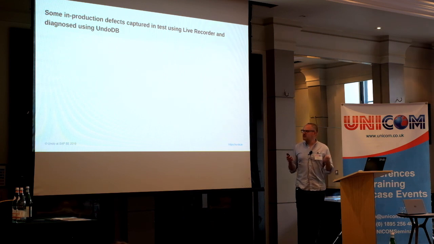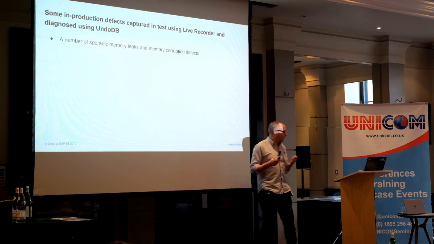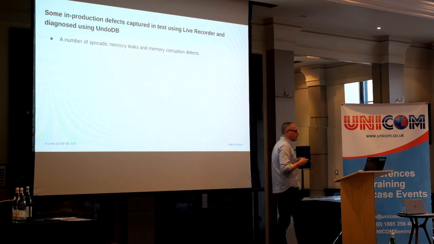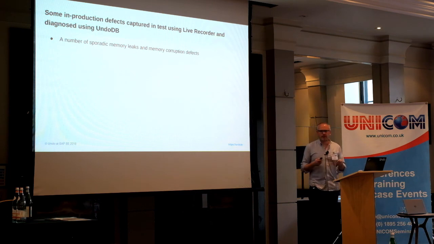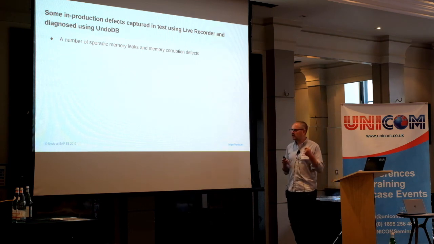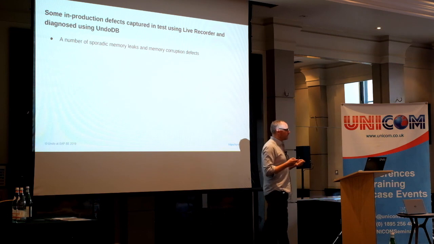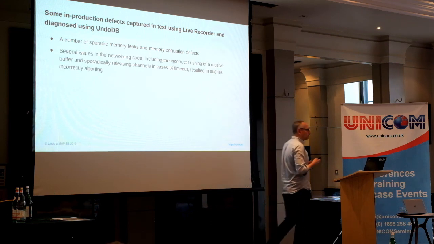So here are some examples of the intermittent issues they managed to capture with this. A bunch of memory leaks and memory corruption. This is very powerful for this kind of thing, very difficult to track down. Once you've got that instruction level recording, you can just go straight to the source of the problem.